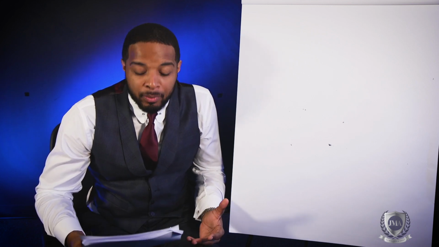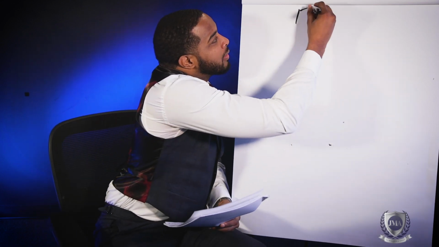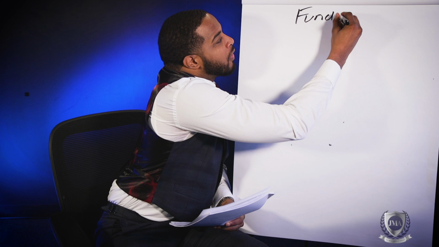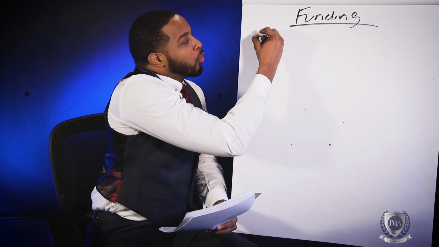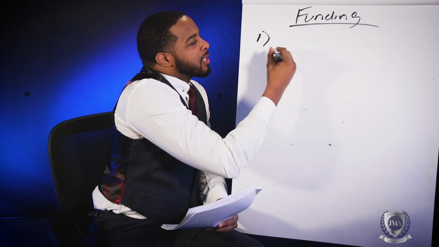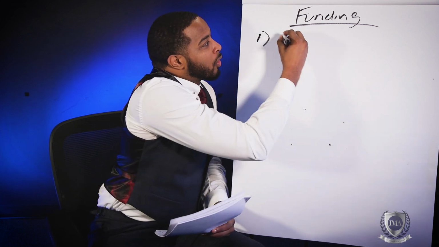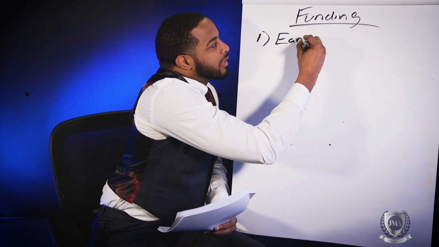So when it comes to funding, there are several ways, literally, in order for you to get your business financed or funded, right? In order for you to secure capital. So the first and foremost, the easiest way, so we talk about funding, right? Funding your dreams, funding your business, funding your passion. So one of the easiest and most obvious ways is simply off your own earnings and savings.